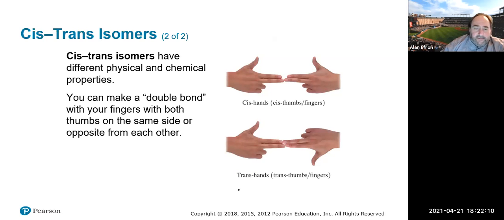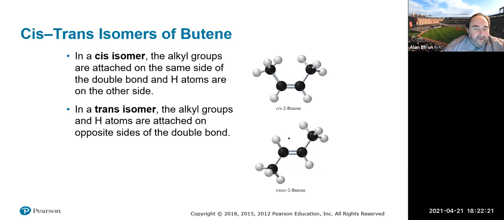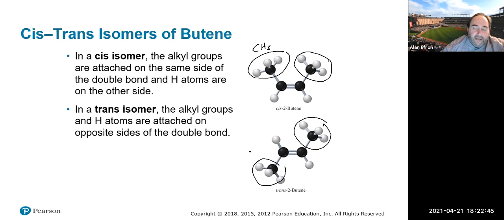And again, it's as the thumbs show here, right? Thumbs on the same side, cis, thumbs on opposite sides, trans. Now, in a cis, the alkyl groups are attached to the same side of the double bond, and the hydrogens are on the other side. In the trans, again, the alkyl groups are on opposite sides. This is sort of a model view here. That's the CH3 group, and the two CH3 groups are on the same side of the double bond. Again here, CH3 group up, CH3 group down. Opposite sides are CH3s, which makes it the trans.